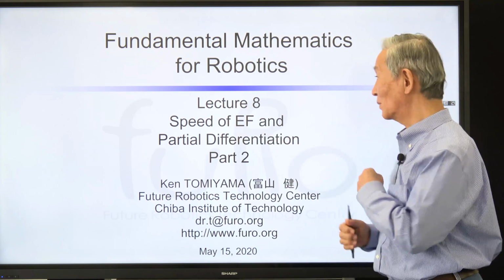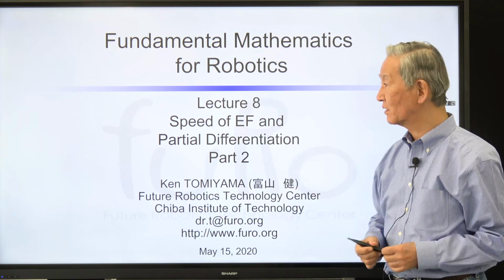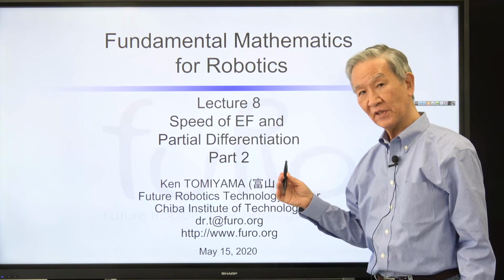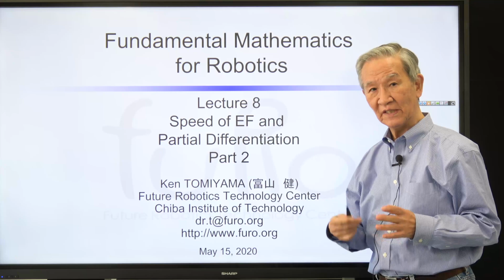Okay, let's start with lecture 8, part 2. We are going to talk about the speed of the end effector and partial differentiation and a lot more details.